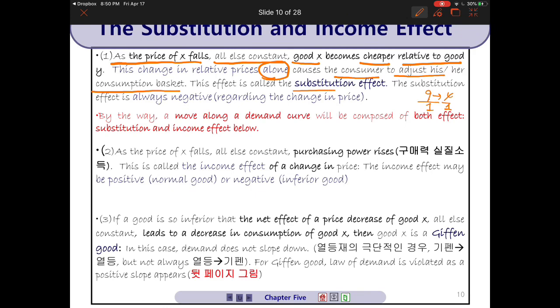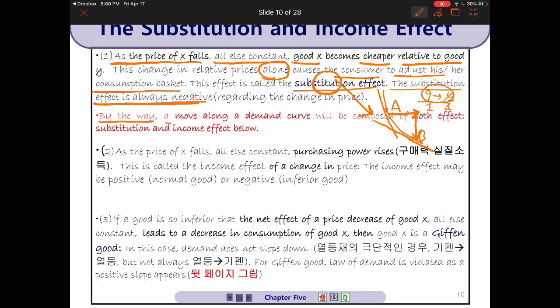We call it the substitution effect. From A, we reach B along the same indifference curve. We call that the substitution effect. And the substitution effect is always negative, meaning the changing direction is opposite. The price of good X falls, but as a result, the consumption of good X increases from A to B. X increases, price falls. So that's what I mean by always negative.